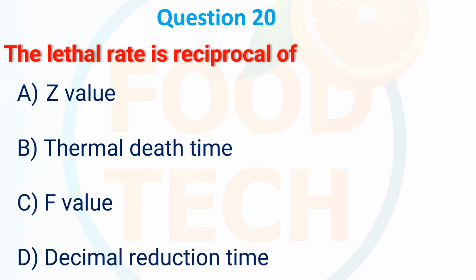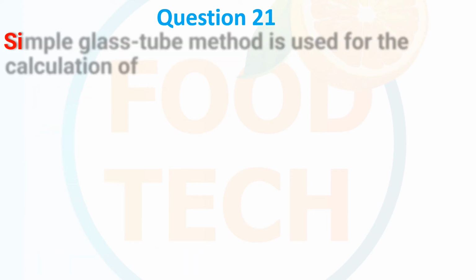The lethal rate is a reciprocal of A. Z value. B. Thermal death time. C. F value. D. Decimal reduction time. The answer is B. Thermal death time.